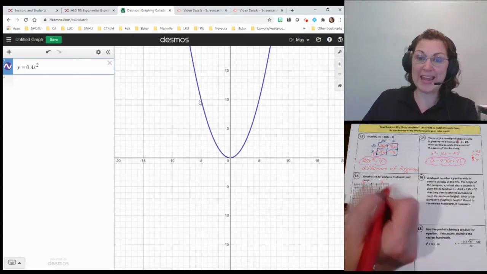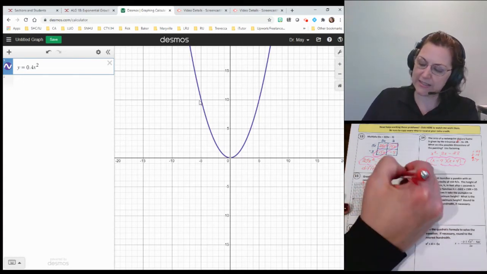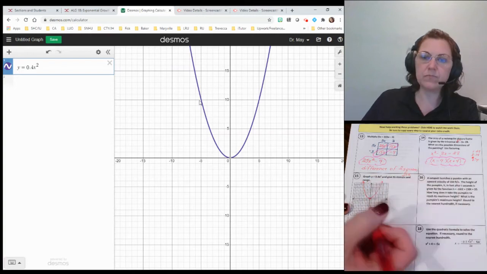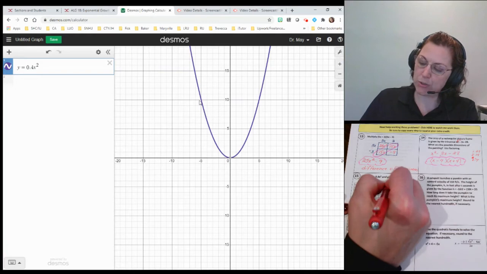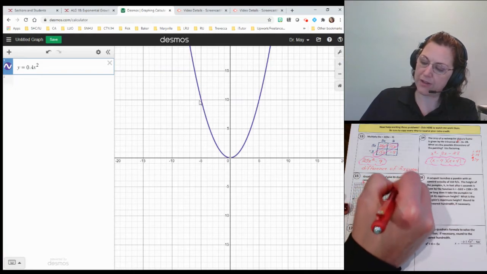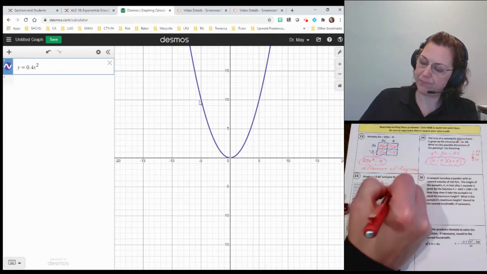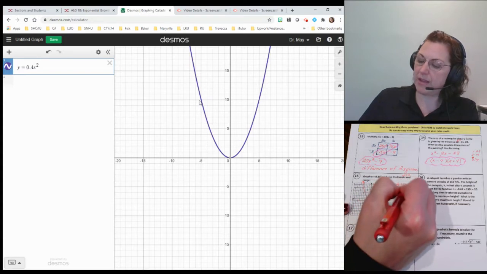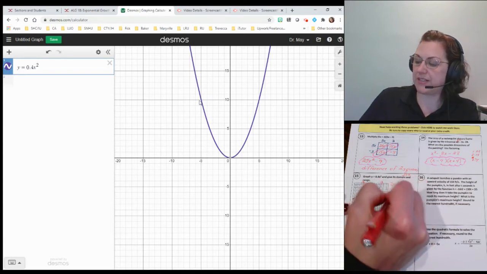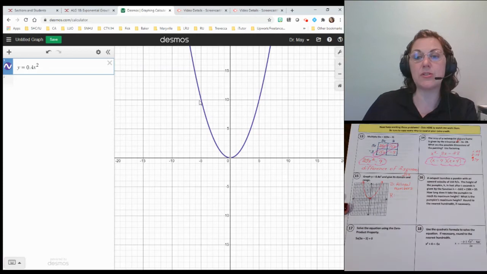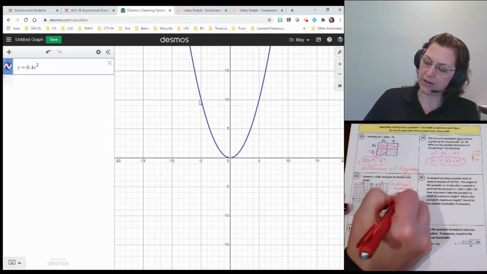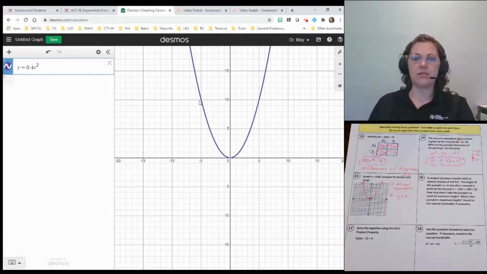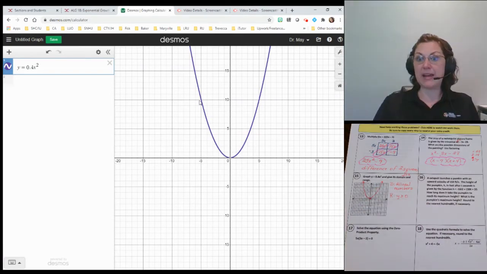Now, the domain, that's referring to the x's. And so I can put in any x here. So my domain is going to be all real numbers. And my range, I want you to see that all my y values are 0 or higher. So I can say that as y is greater than or equal to 0. And I do that from my graph. I'm looking at my graph to be able to tell that.